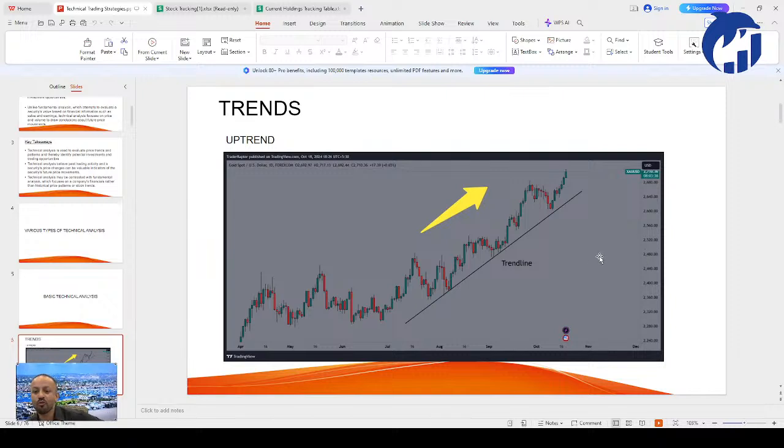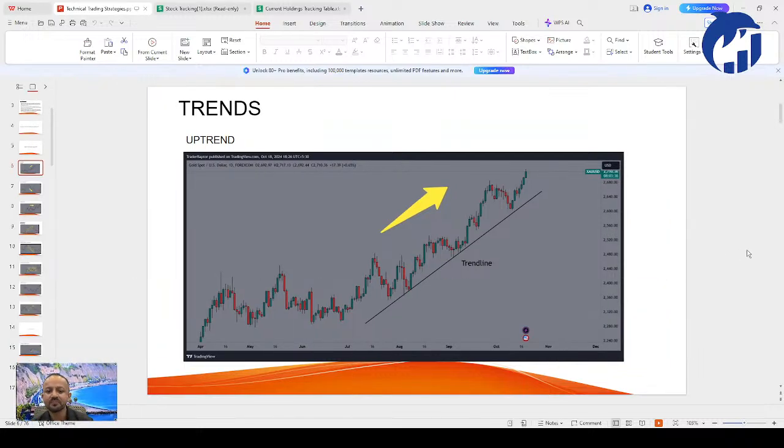Let's start with trends, right? The basic concept when we talk about technical analysis always boils down to trends, correct? Now, what do you mean by trends? Trends in simple terms means whether price is going in a particular direction.